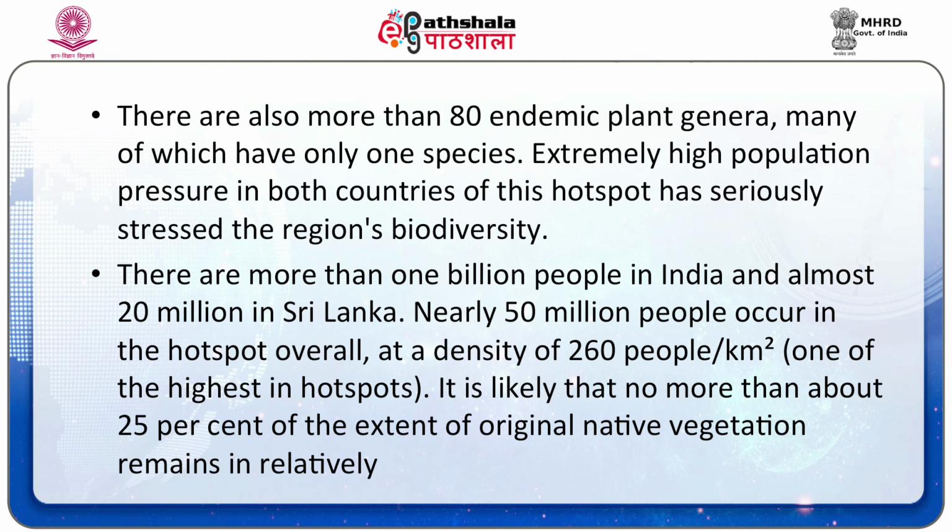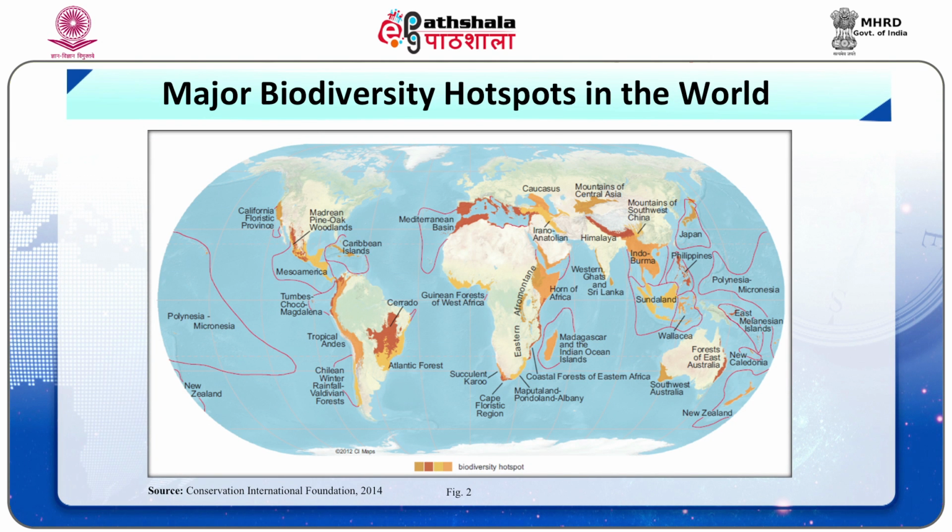Extremely high population pressure in both countries of this hotspot has seriously stressed the region's biodiversity. There are more than 1 billion people in India and almost 20 million in Sri Lanka. Nearly 50 million people occur in the hotspot overall, at a density of 260 people per square kilometer, one of the highest in hotspots. It is estimated that no more than about 25% of the extent of original native vegetation remains in relatively pristine condition. Figure 2 shows the biodiversity hotspots in the world.